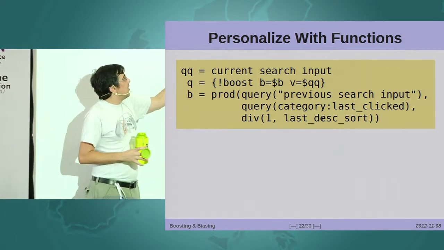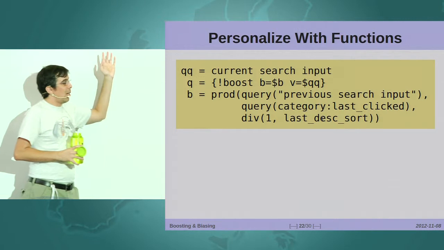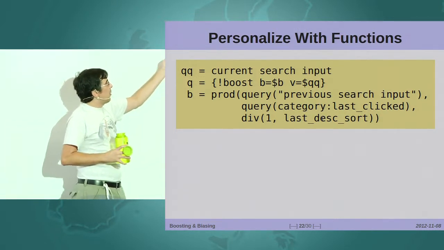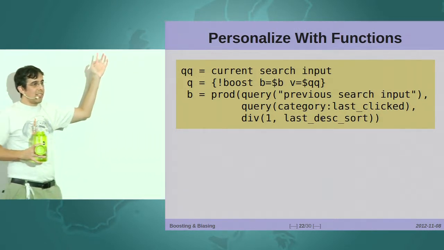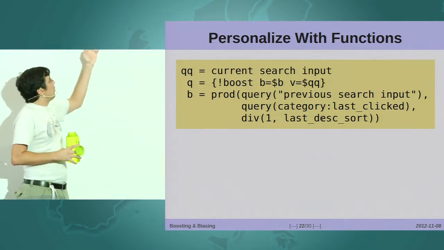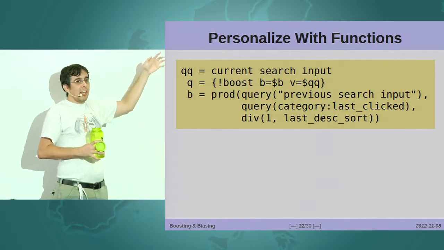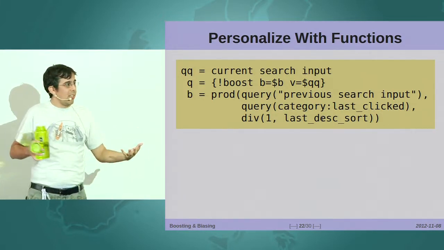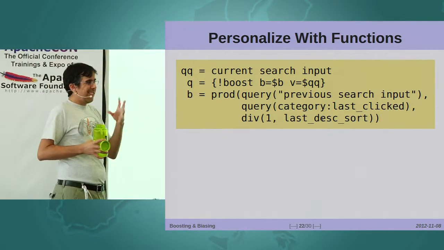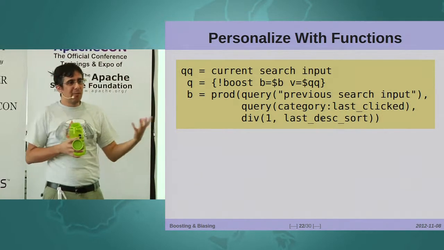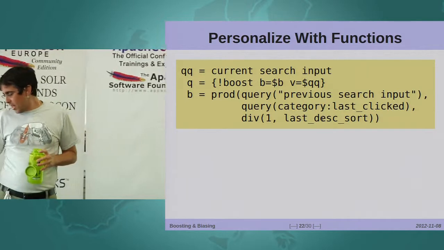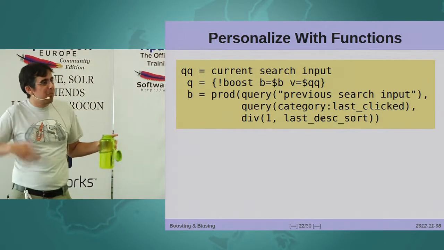And likewise, here's where this gets a little complicated. If the last sort they did was descending, like descending price, then you want to divide by it. If the last sort they did was ascending price, you kind of want to multiply it. It's a little tricky, but depending on your specifics, you can apply that. These functions, though, you don't have to build them on the fly.